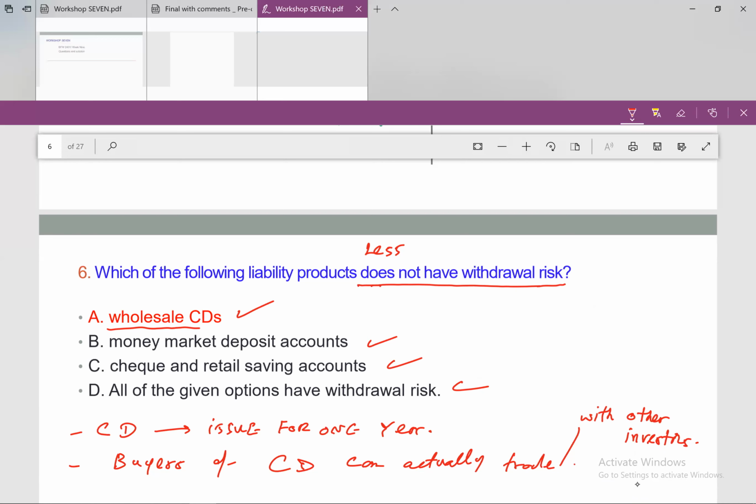You will have to withdraw it after 1 year, but it doesn't have an unexpected withdrawal risk. So it's the CD. If the bank agrees to discount it, yes, you can withdraw, but you cannot force the bank. If the bank does not pay you before 1 year, it's not defaulting, and therefore there is no actual withdrawal risk. It's not like retail deposits and all these issues.